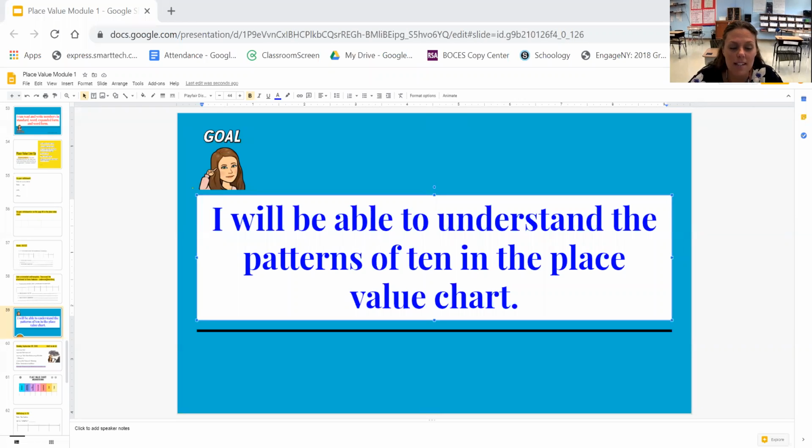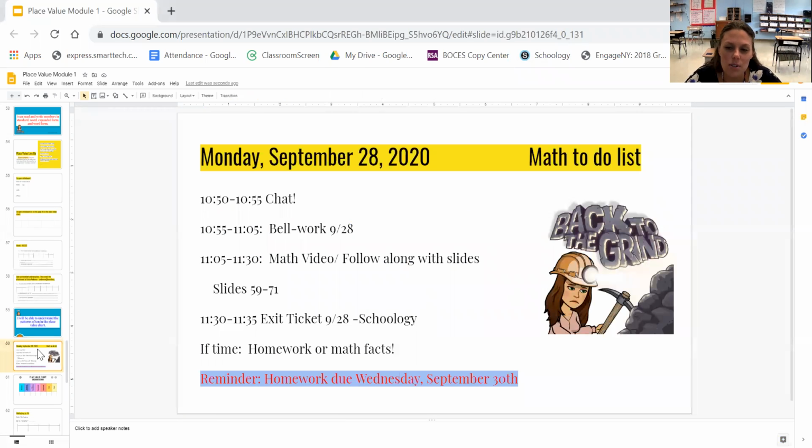Today is Monday, September 28th, and we are focusing on the patterns of 10 in the place value chart. And hopefully you'll see all about the number 10 when we're talking about our place value charts. You saw our to-do list for today. If you need to access that, make sure you go back to Schoology. Remember, as we're watching a video, you can always pause or go back if you need a little help.